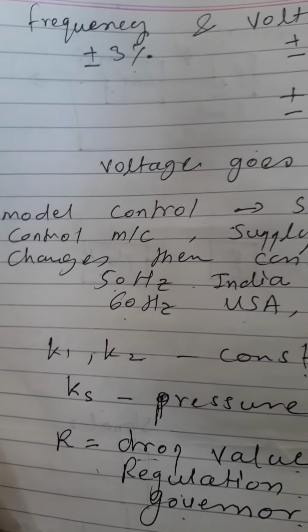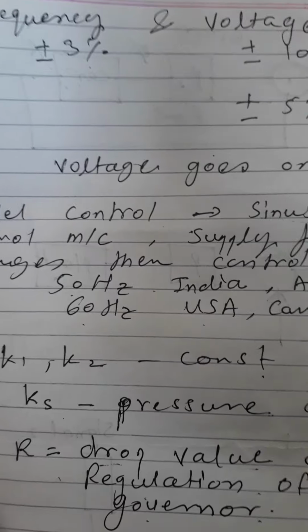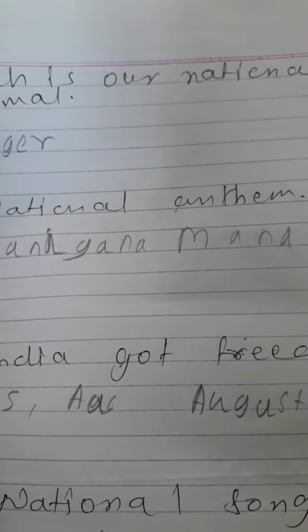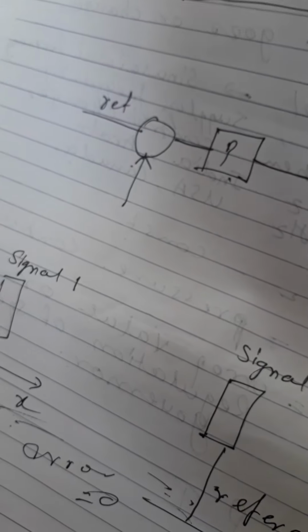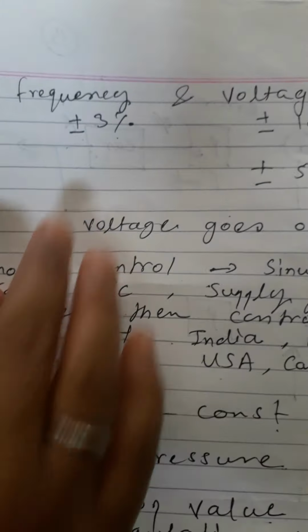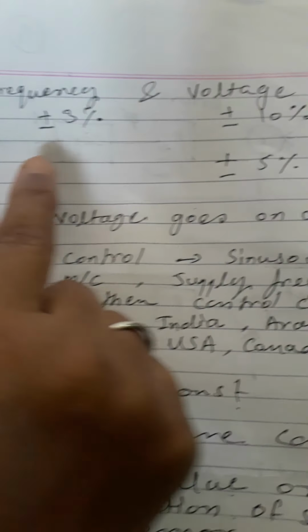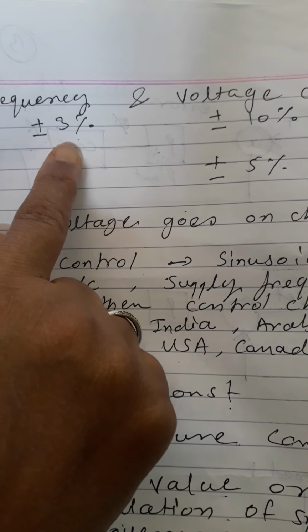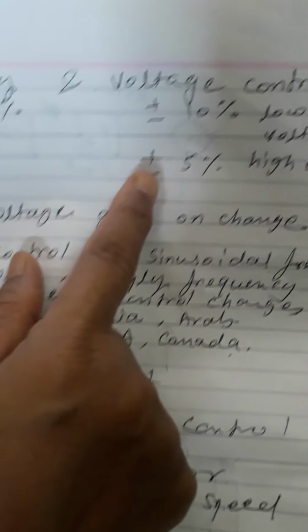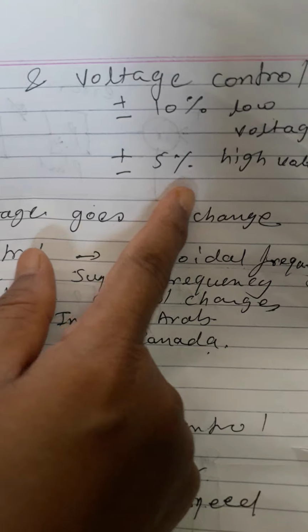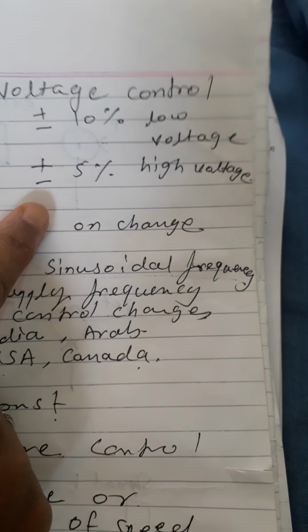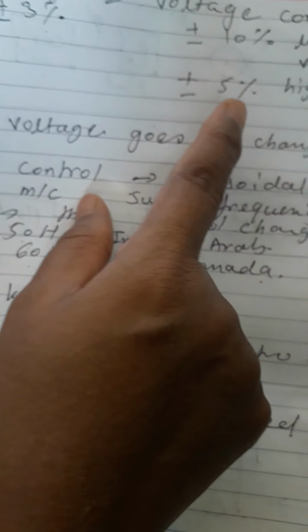Now, in the last video I explained how to go through the transfer function, frequency control and the PI controller. Here now, see, there is a frequency and voltage controller. Plus or minus 3% is the frequency variation, plus or minus 10% for low voltage, and plus or minus 5% for high voltage variation there. Voltage mostly changes.